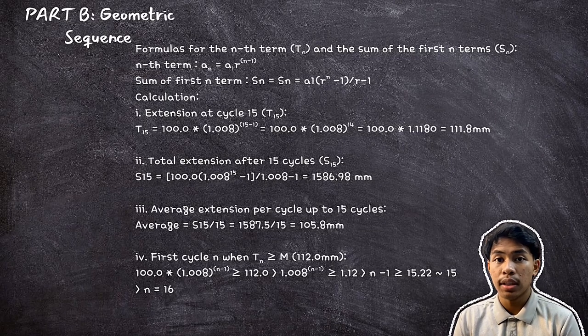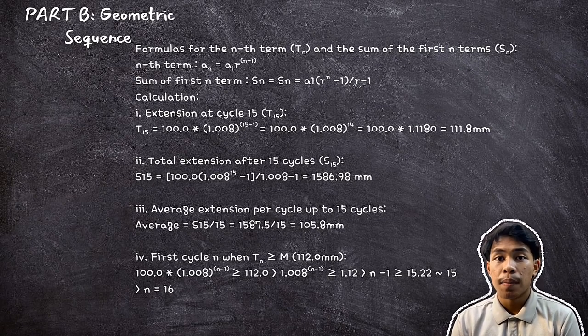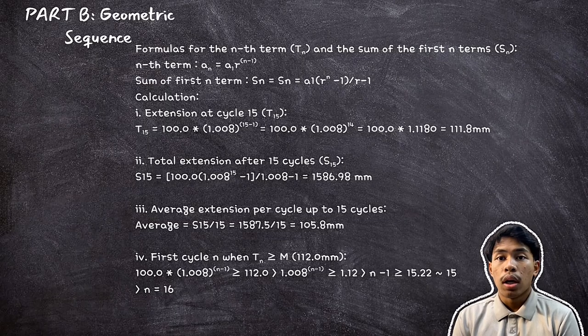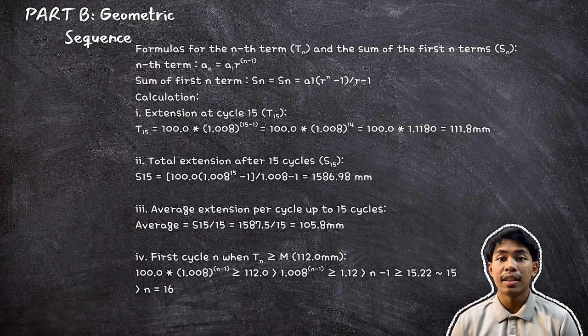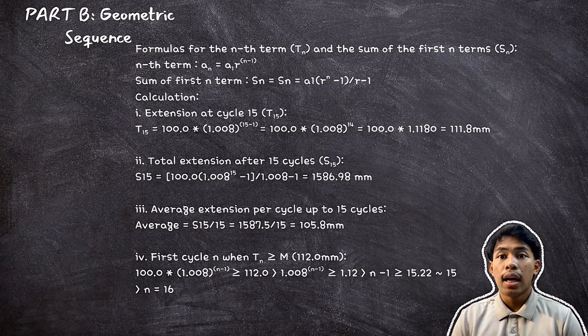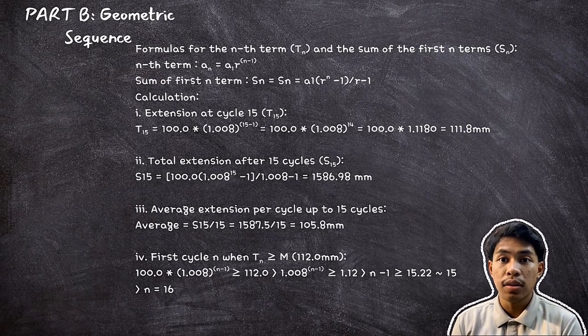the nth term formula. T50 equals 100 multiplied by 1.008 to the power of 49, which gives 111.8 millimeter. This means the extension at the 50th cycle is 111.8 millimeter. For the second question, I need to calculate the total extension after 50 cycles.